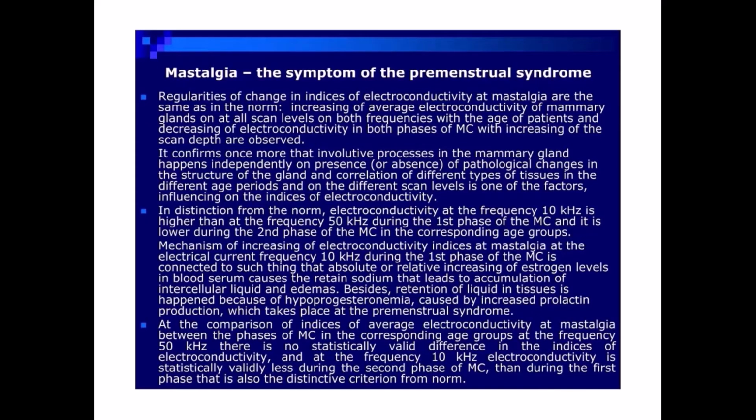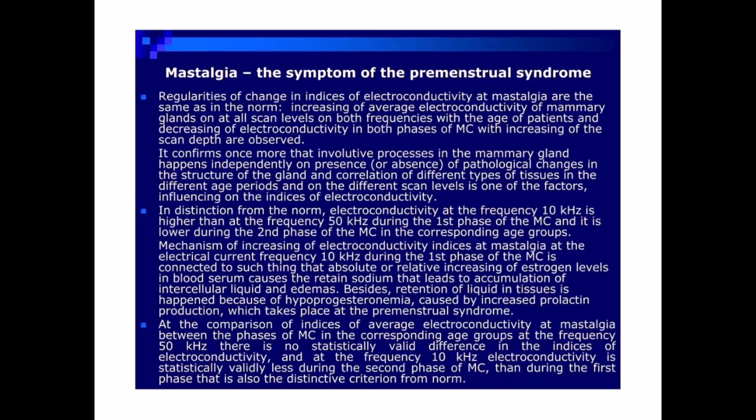Mastalgia, the symptom of the premenstrual syndrome. Regularities of change in indices of electroconductivity at mastalgia are the same as in the norm: increasing of average electroconductivity of mammary glands at all scan levels on both frequencies with the age of patients, and decreasing of electroconductivity in both phases of MC with increasing of the scan depth are observed. It confirms once more that involutive processes in the mammary gland happen independently of presence or absence of pathological changes in the structure of the gland, and correlation of different types of tissues in the different age periods and on the different scan levels is one of the factors influencing the indices of electroconductivity.